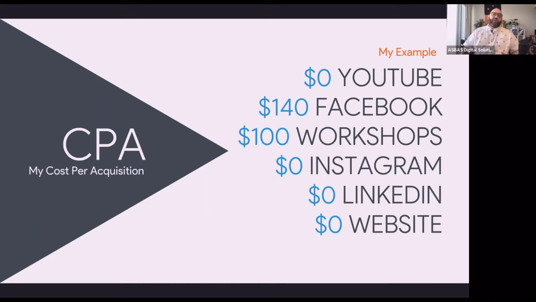A $100 cost per acquisition of someone coming from a workshop comes from the fact that they don't pay anything to be at that workshop. But the average person tends to come in from the workshop doing the same thing as they do from Facebook. They'll get an ASBAS Digital Solutions session that I'm making almost break even. So for each one of those sessions, I'm at a break even amount, which is great because it's not costing me, but it's also not making me anything.